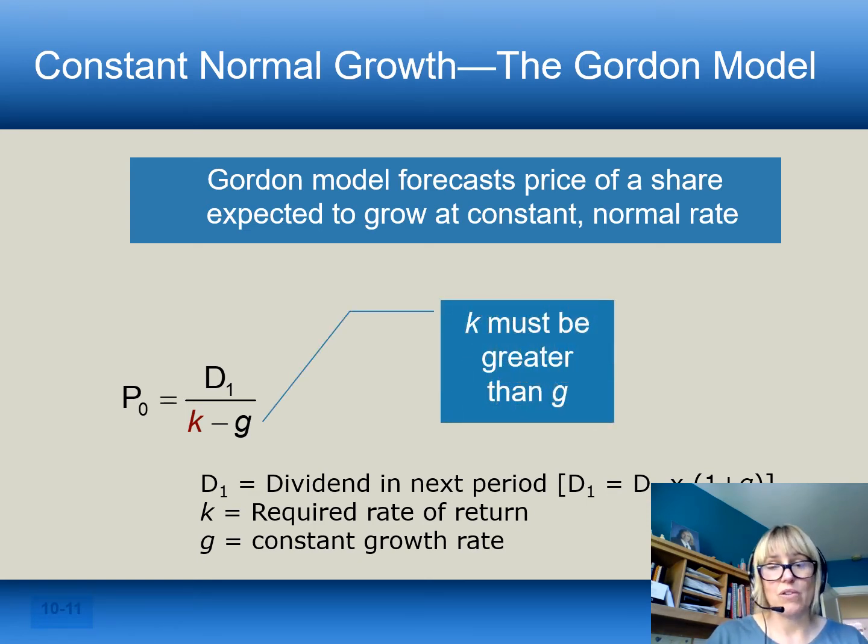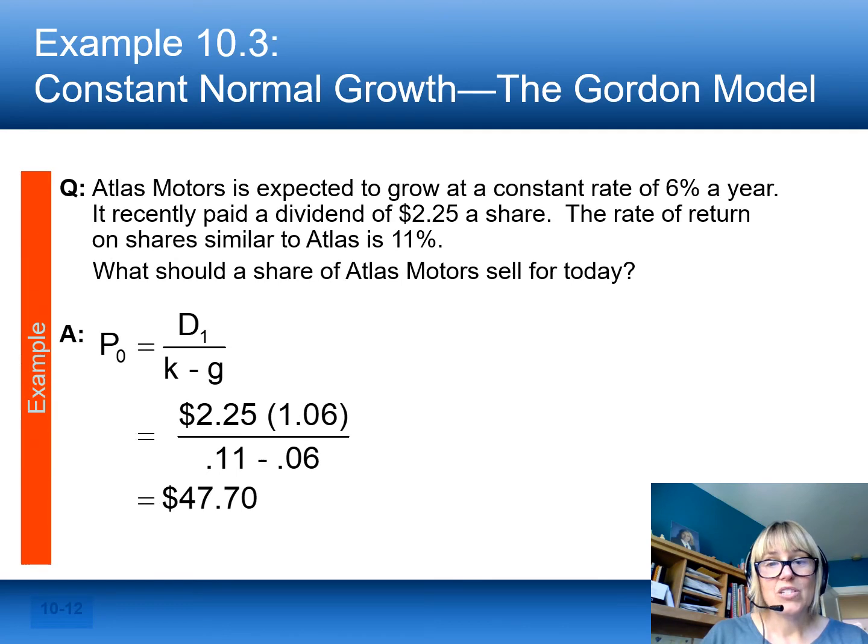So it's pretty straightforward. Now, obviously, K has to be greater than G. Your expected rate of return has to be higher than the growth rate. Otherwise, this formula falls apart and you're not going to get a valuation number. So that is required. So here's an example.